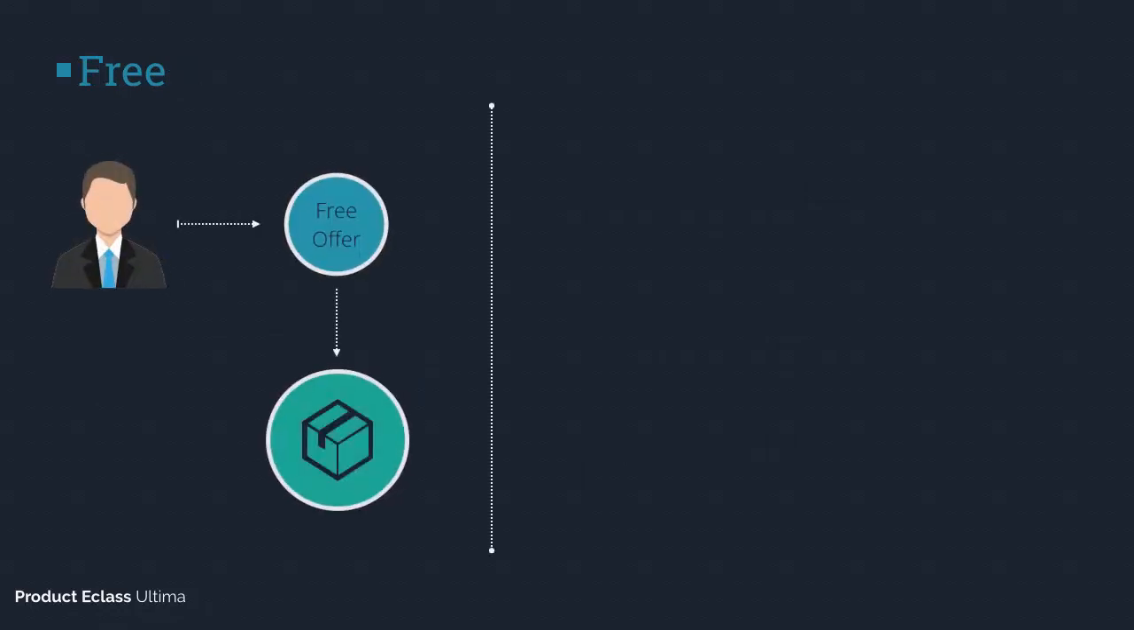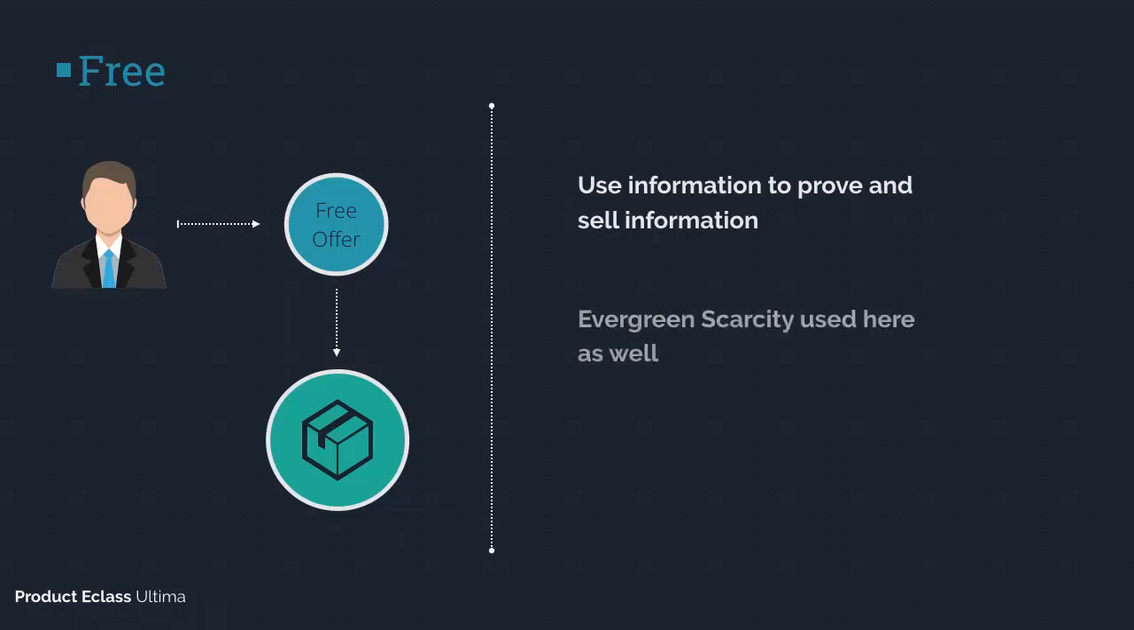Now, the second easiest model is this one. You go free offer and then directly to your flagship product. And the benefit of this is you're using information to prove and sell information. So you say, here's something for free that's interesting to you. And if that's beneficial to you, here's something for paid, which is going to be a lot better. Usually evergreen scarcity is used here as well. The extra benefit here is by putting the free offer in front of your thing, it makes the evergreen scarcity more powerful and more believable. Customers actually will think it will happen to them, which obviously, of course, it always should.